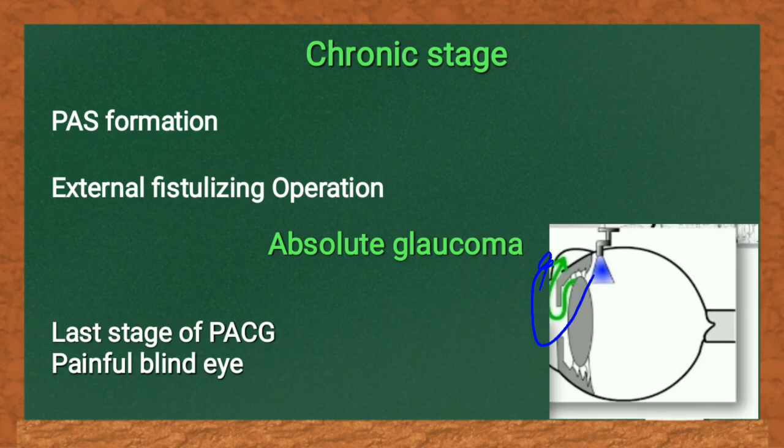The absolute glaucoma. Absolute glaucoma is the end stage of primary angle closure glaucoma, characterized by a painful blind eye. The pressure is so high, and the vision is markedly decreased. In the chronic stage, there is a perception of light, but in absolute glaucoma, complete blindness occurs. In this condition, the treatment is to do an external fistulization operation to decrease the intraocular pressure, and to do what we call enucleation to remove the eye.